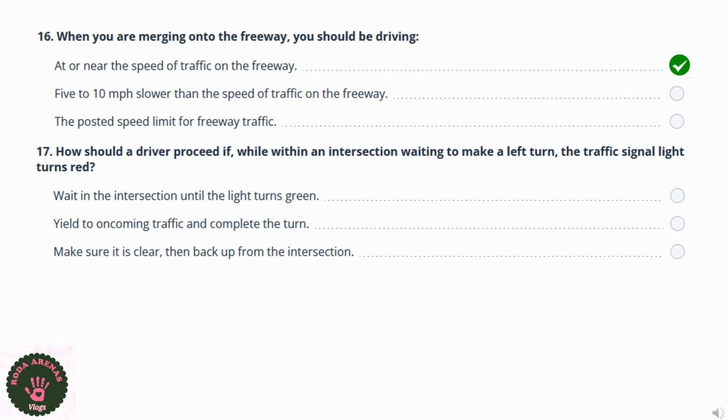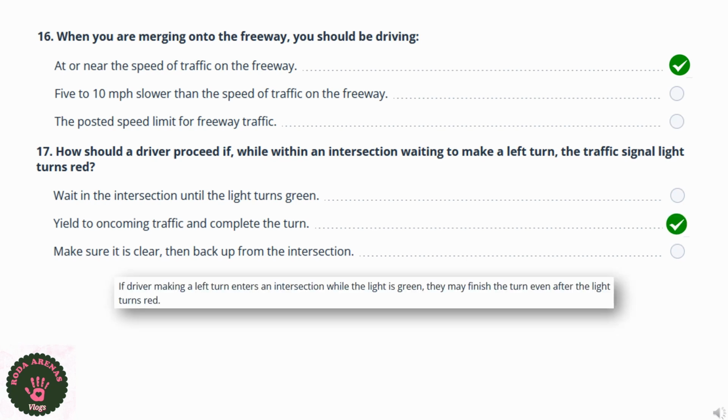How should a driver proceed if, while within an intersection waiting to make a left turn, the traffic signal light turns red? Wait in the intersection until the light turns green. Yield to oncoming traffic and complete the turn. Make sure it is clear, then back up from the intersection. The correct answer is yield to oncoming traffic and complete the turn.